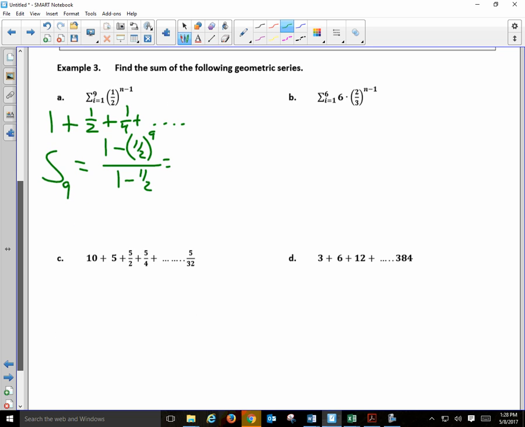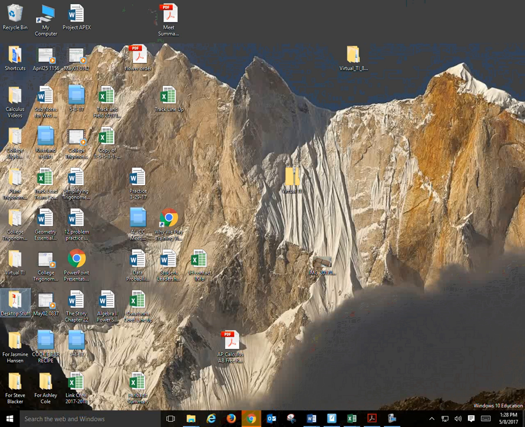Well, what's 1 minus 1/2? 1/2. Dividing by 1/2 is the same as multiplying by 2. So I have 2 times the numerator, and we have 1/2 to the 9th. So I want to figure out what that is. If you want to use your calculator, go ahead. I'll show you how to do that. I'll go back in just a second.